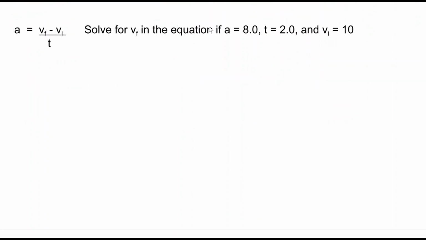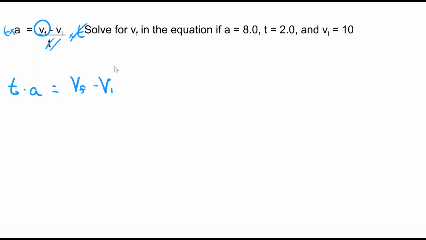Solve for vf in the equation if a equals 8.0, t equals 2.0, and vi equals 10. So here we're looking for vf. Now we want to work outside in. Hopefully you can see the t is dividing both of these things. So I'm going to multiply by t, cancel, and multiply by t. So I have t times a is equal to vf minus vi.